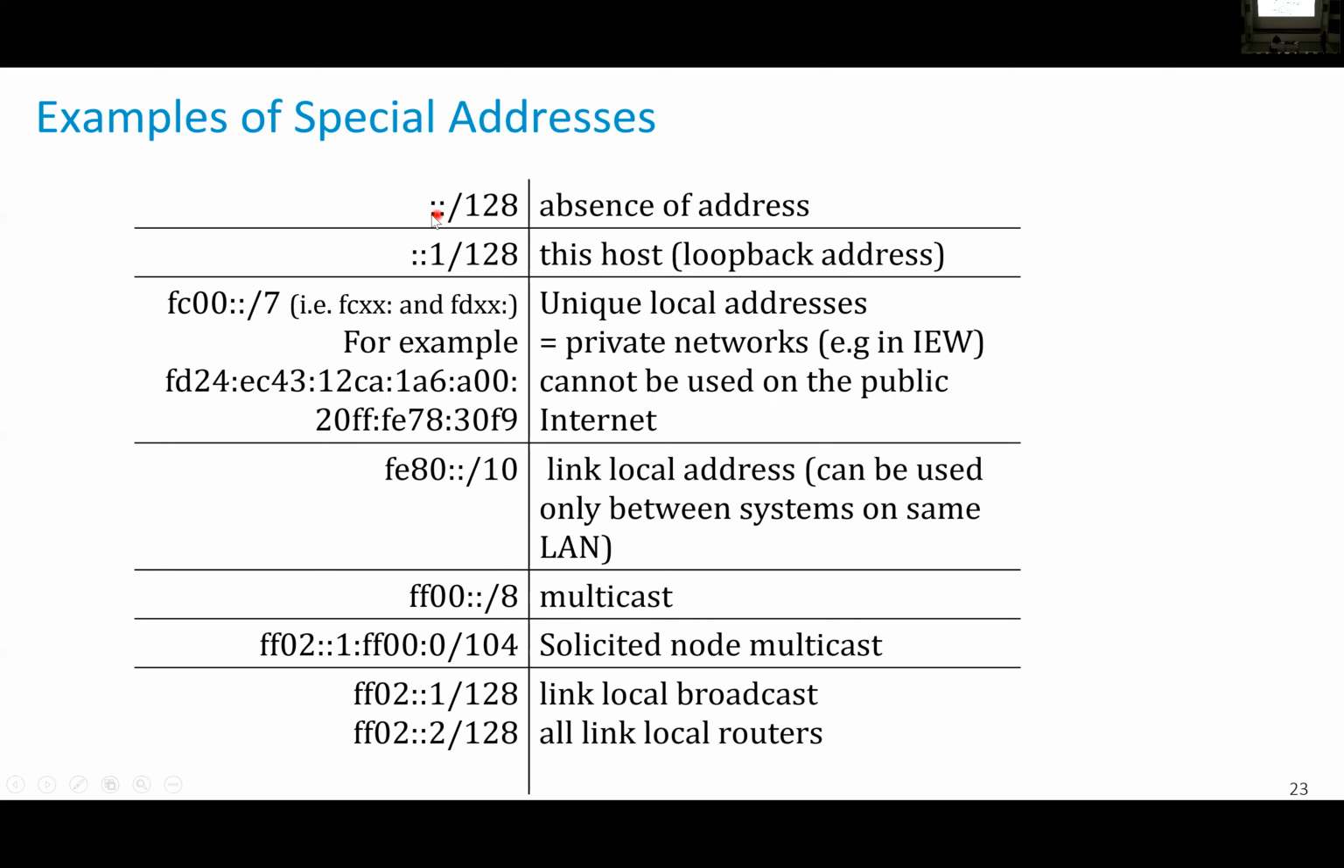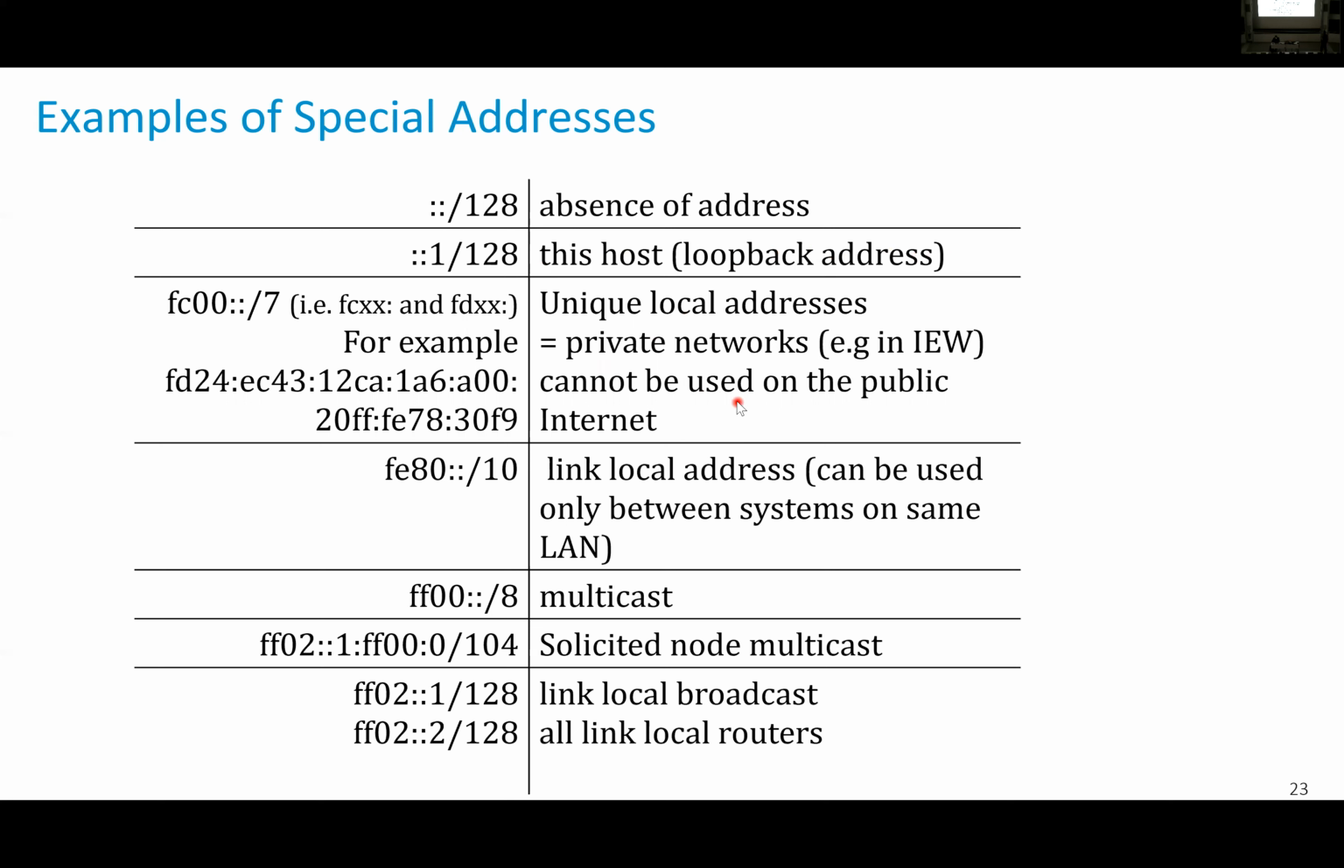The empty string, so zeros everywhere. Now we understand this double colon means only zeros. It's absence of address. The 127.0.0.1, the loopback address, is now simply the ::1. So this block means as many zeros as you need, followed by a block of 4 digits, which is 0001. That means an address where all bits are 0, except the last bit is 1. That means this host. So for the same reason as for IPv4, it can be used for loopback.